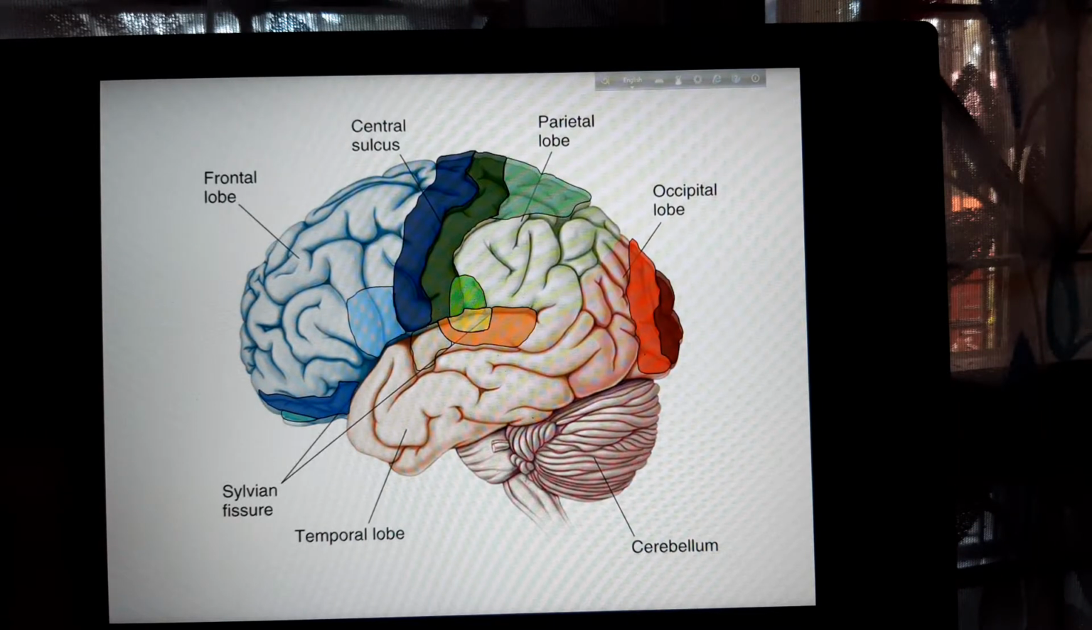The brain is present in the head region inside the cranium. The cranium is a part of the skull. The human brain's average weight is approximately 1200 to 1400 grams, and the volume is approximately 1400 cc.